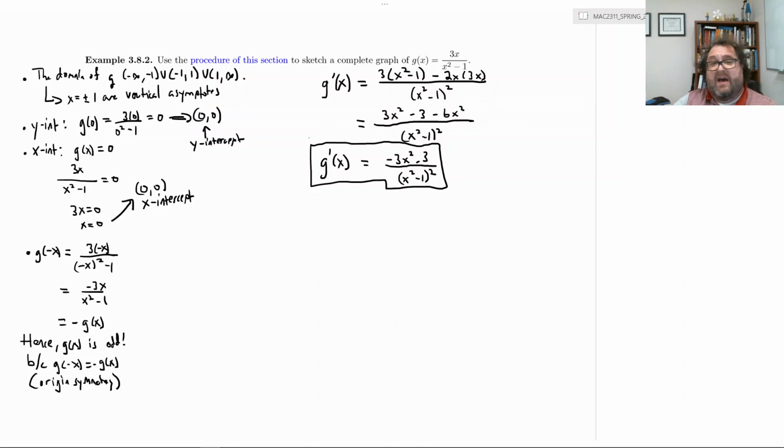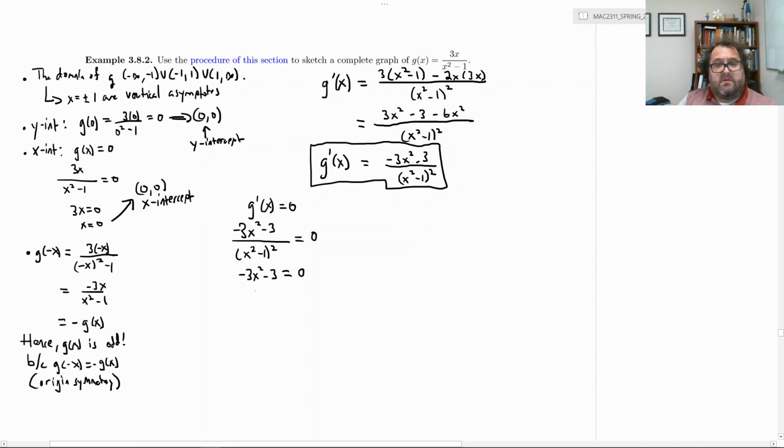And the derivative is defined elsewhere, so there's not going to be any cusps or vertical tangent lines that we have to worry about. So the only thing we have to do as far as critical values are concerned is to solve g prime equals 0. So we have negative 3x squared minus 3 over (x squared minus 1) squared equals 0. Whenever you have a quotient set equal to 0, all you have to worry about is the numerator set equal to 0, because that's the only way that quotient can be 0.